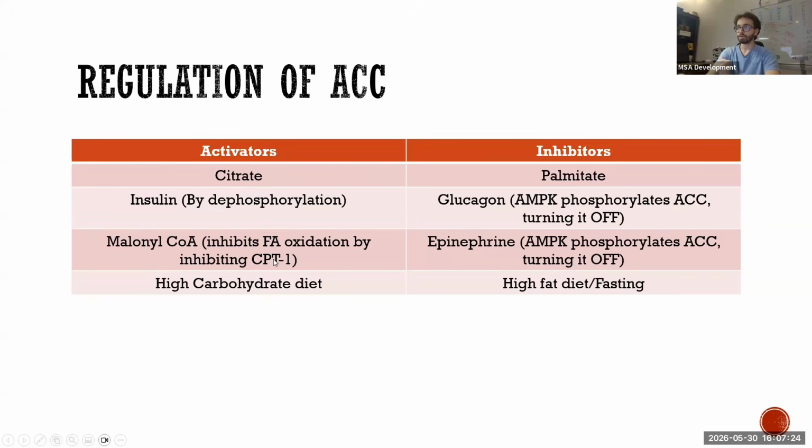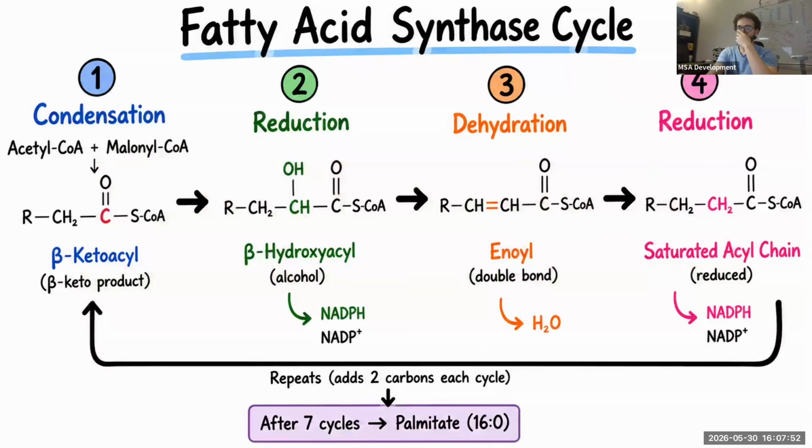Okay? Then we have epinephrine. Epinephrine, guys, is like glucagon. You're hungry, you're tired, you're stressed. So this isn't the time to create storage fatty acids. This is the time to break them down for energy. So a high carbohydrate diet would give us high energy, which means we want to store this energy, so it will activate ACC. However, a high fat diet or fasting, meaning we don't have a lot of energy, would lead to the inhibition of this enzyme.